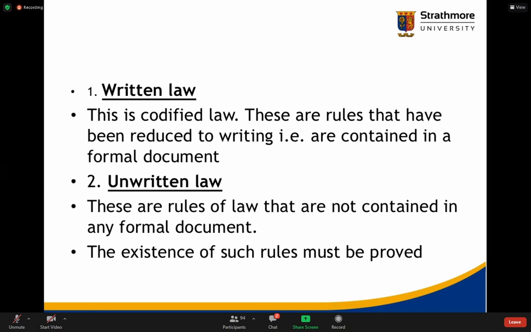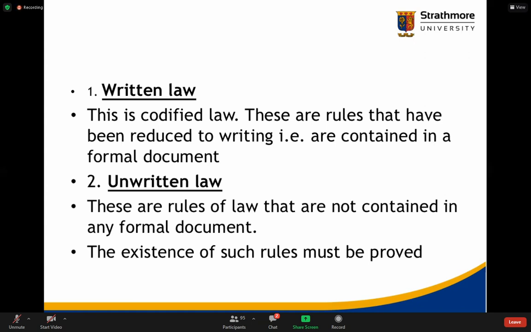What is so special about written law? We can talk of it as written or codified law. And then unwritten law. These are rules that are not contained in a formal document. It looks very simplistic, this distinction between written and unwritten law.